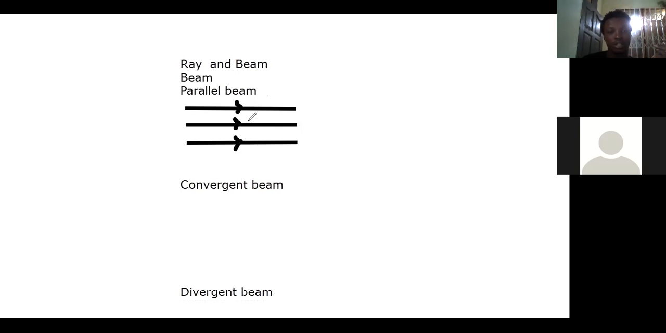So we can talk about this parallel beam, and we can also talk about convergent beam or convergent rays. Now, when we say convergent beam, they are rays which meet at a point. So this one, the rays meet at a point. They converge. It comes from the word converge. They meet at a point.